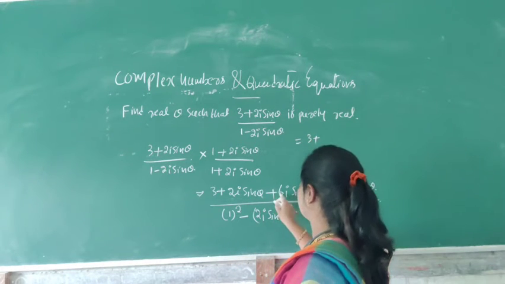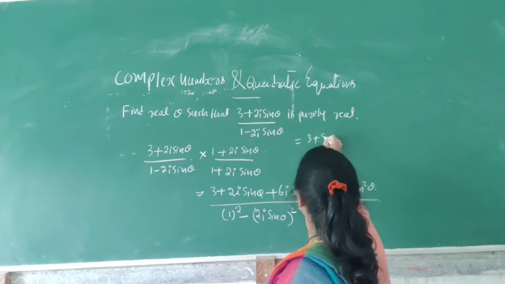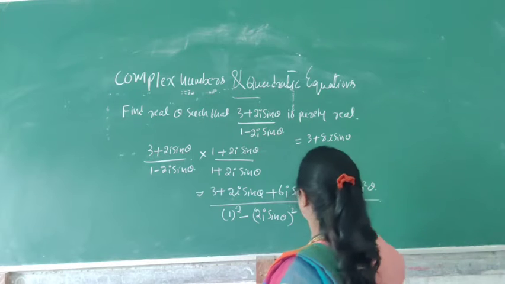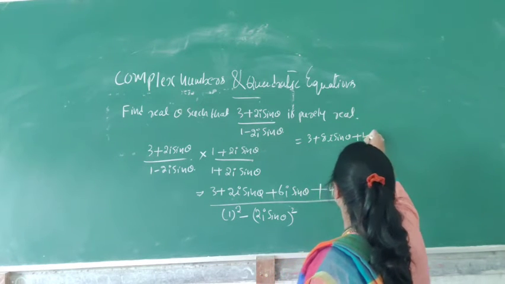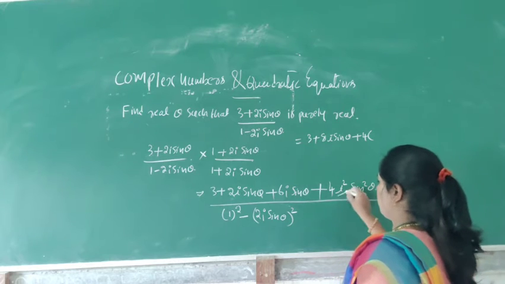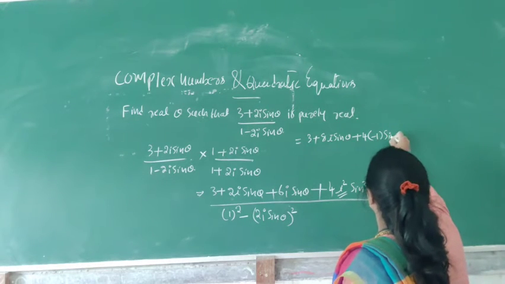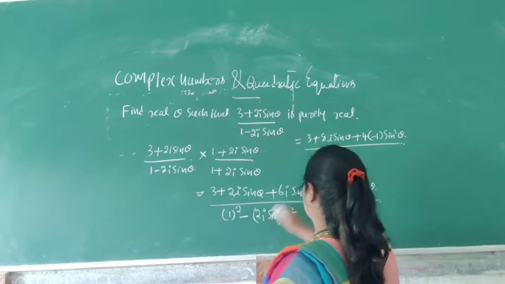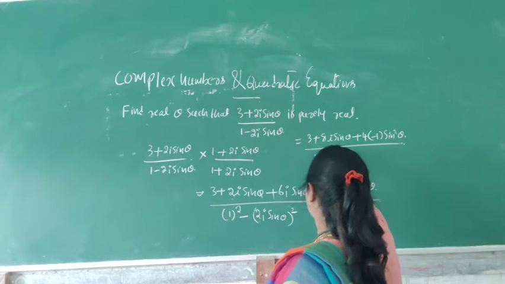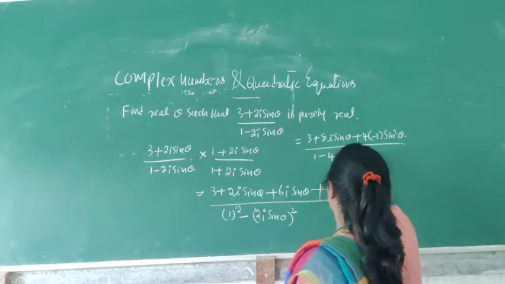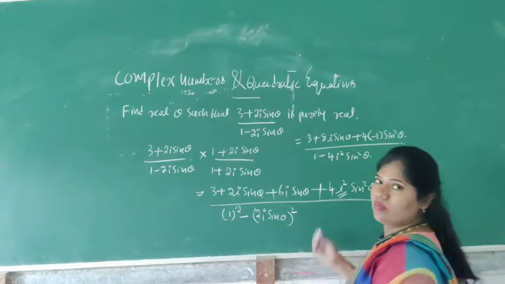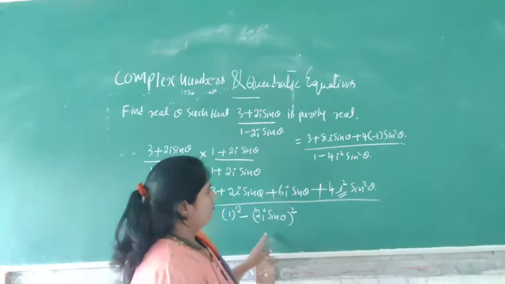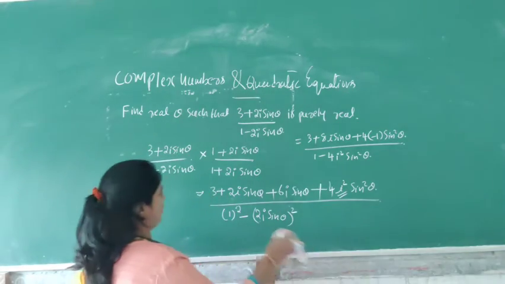3 plus 6 plus 2 is 8, so 8i sin theta, plus 4. I square value is what? I square value is minus 1, sin square theta. So divided by 1 minus 2 2s are 4, I square sin square theta. Okay? So the simplification is like this. So next, after this one, I'll continue.